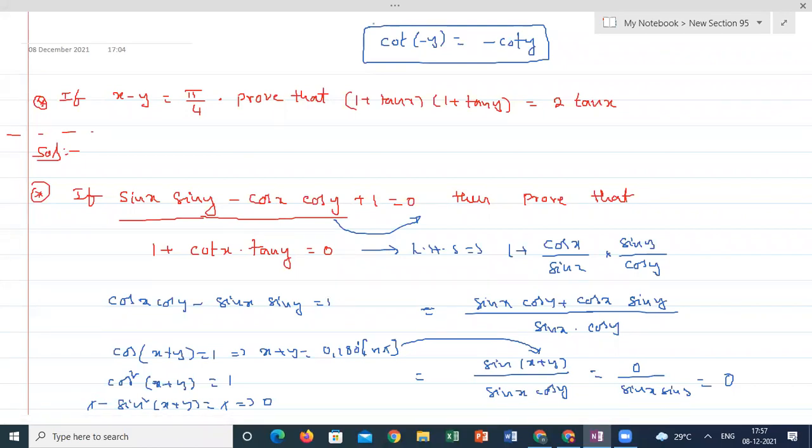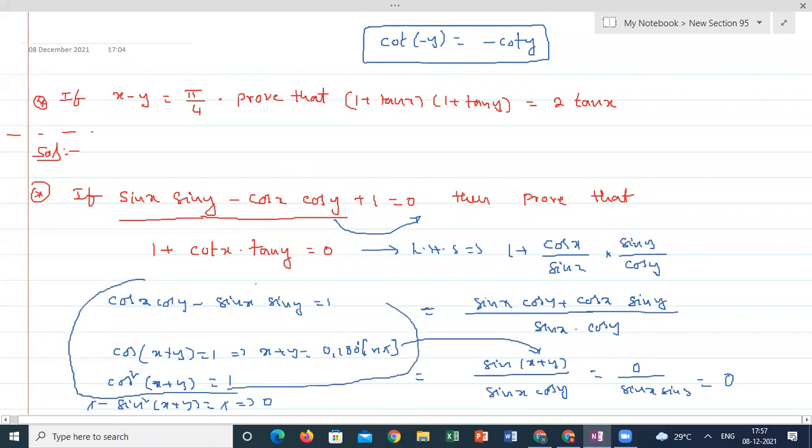X plus y is equal to 0. We have to do it. After that, that's also fine. Yes. Using complementary angles also you have to do. But this calculation is mandatory. This is mandatory. Correct? Yes, sir. After that only you can do in different methods. Yes, sir.